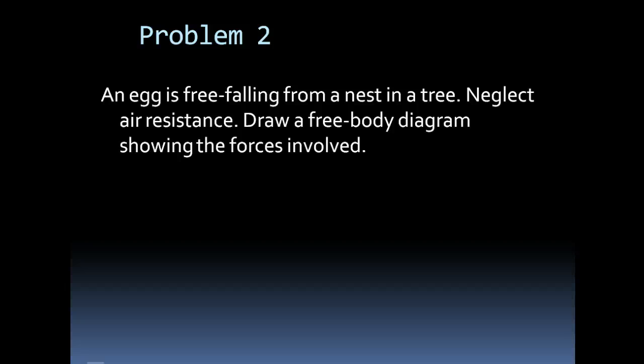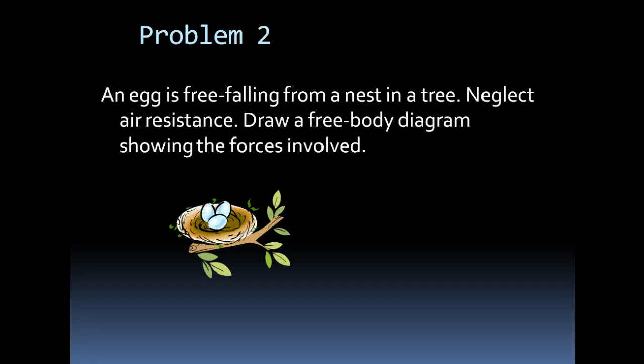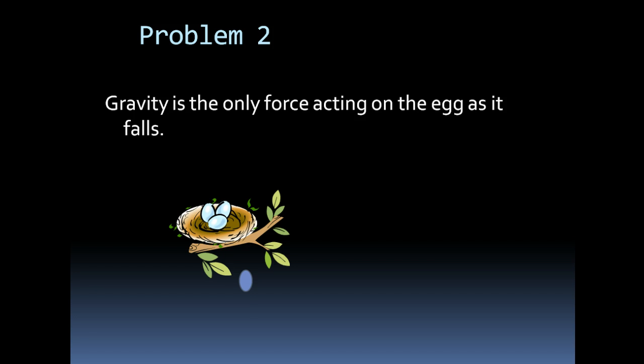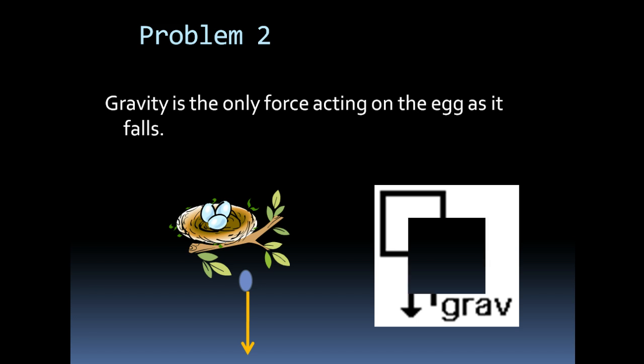So here's the second problem. An egg is free falling from a nest in a tree. Neglect air resistance. Draw a free body diagram that shows the forces involved. So here's our egg. It falls out. What forces are acting upon it? So first off, we always know that the force of gravity must be acting upon it.